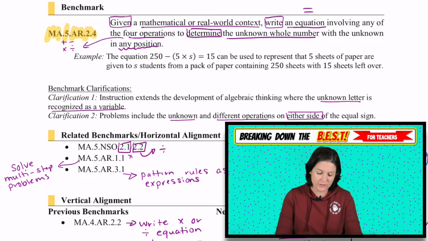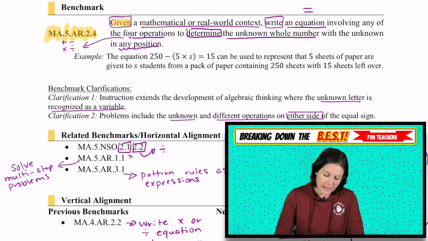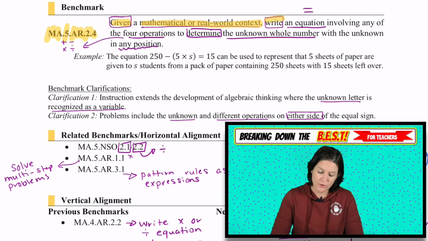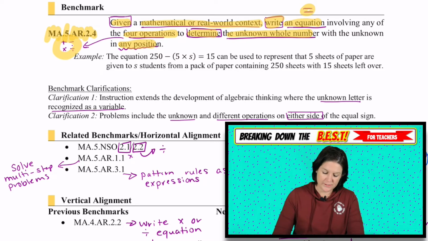MA.5.AR.2.4, and this standard says, given a mathematical or real-world context, write an equation that has an equal sign involving any of the four operations, which are addition, subtraction, multiplication, and division, to determine the unknown whole number with the unknown in any position. So for instance, here's an example.